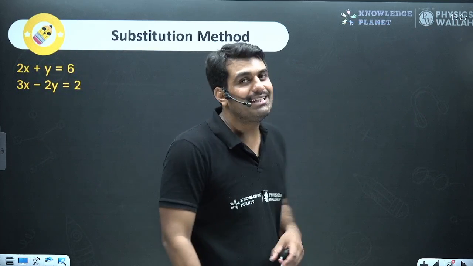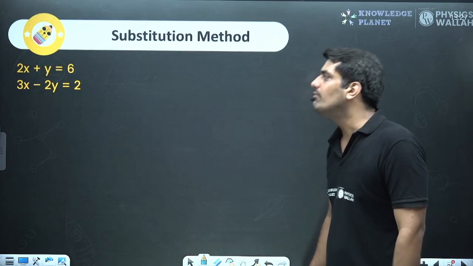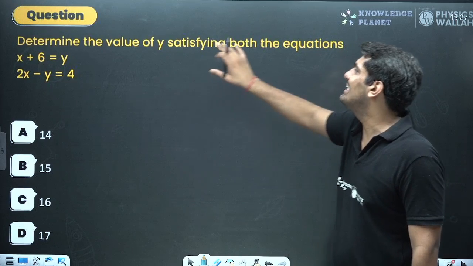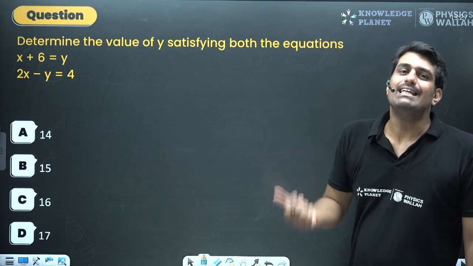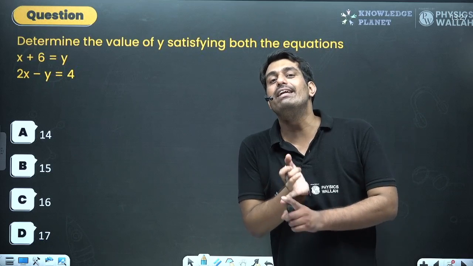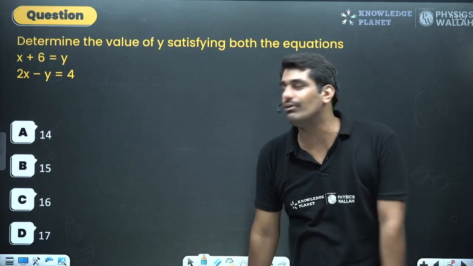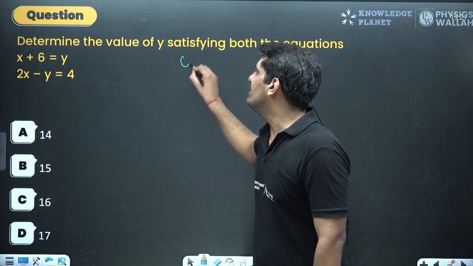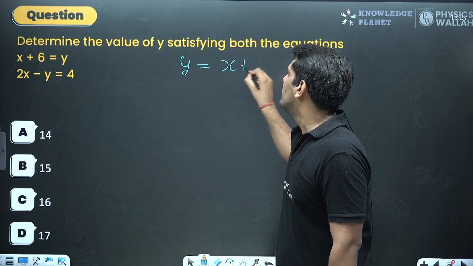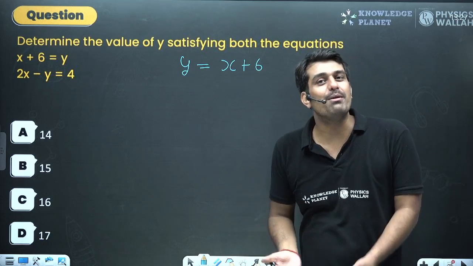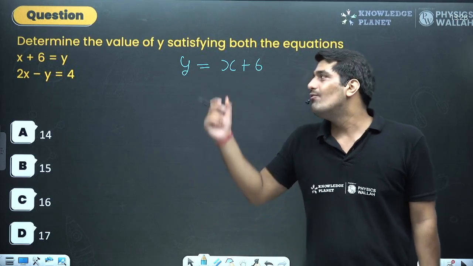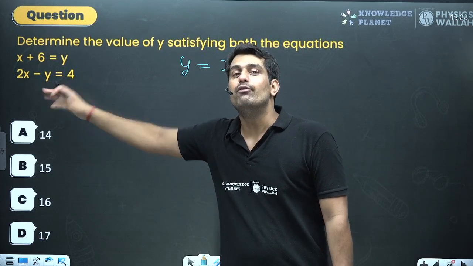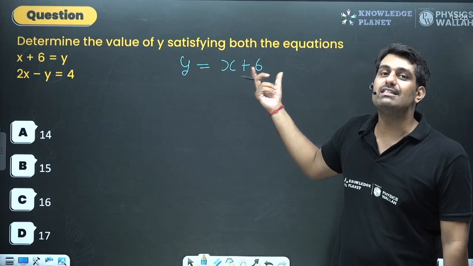So let's not waste any more time and try to solve the equation given to us over here. Determine the value of y satisfying both the equations. Satisfying both the equations means that we need to find the solution of the pair of linear equations. In this given equation, we have already been given that y is x plus 6. The first step is already done. The problem is much easier for you. One variable is written in terms of the other. Replace the value of y in the second equation with the part which is representing x.